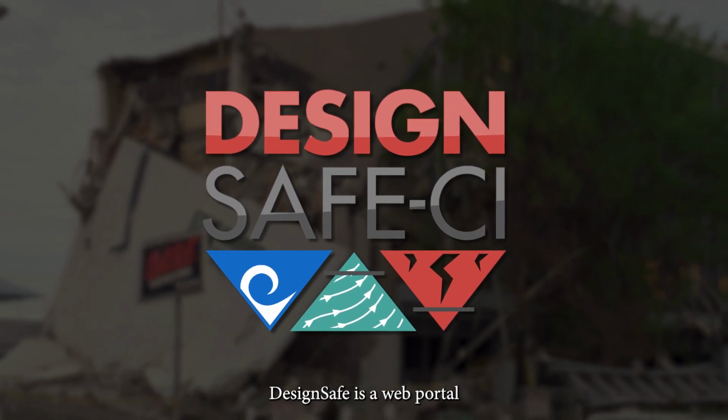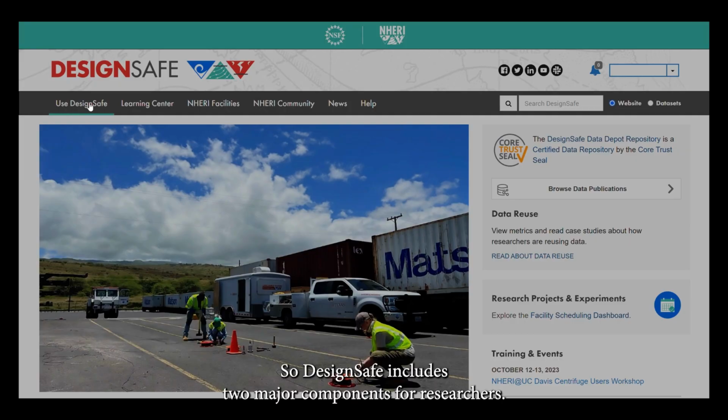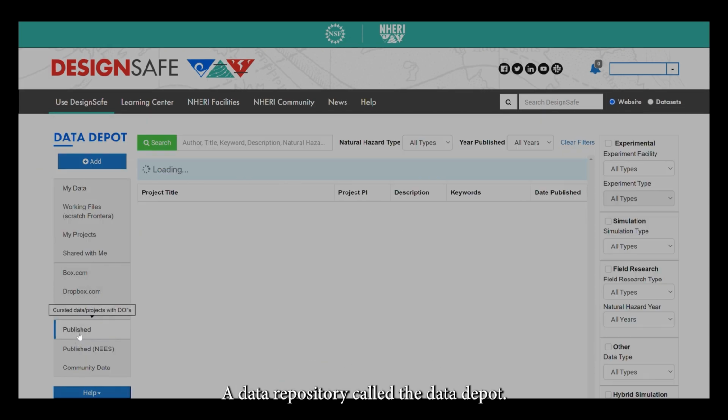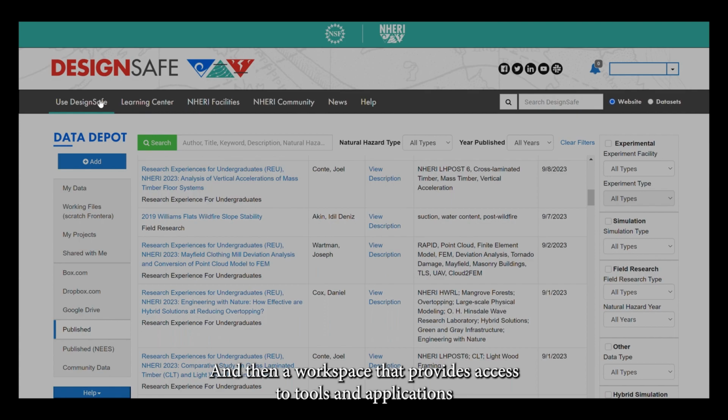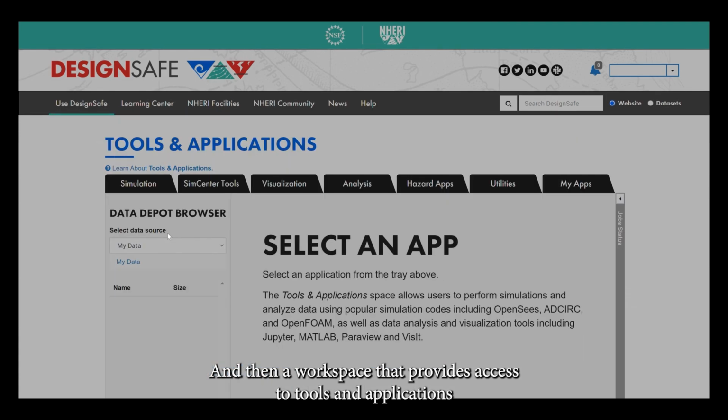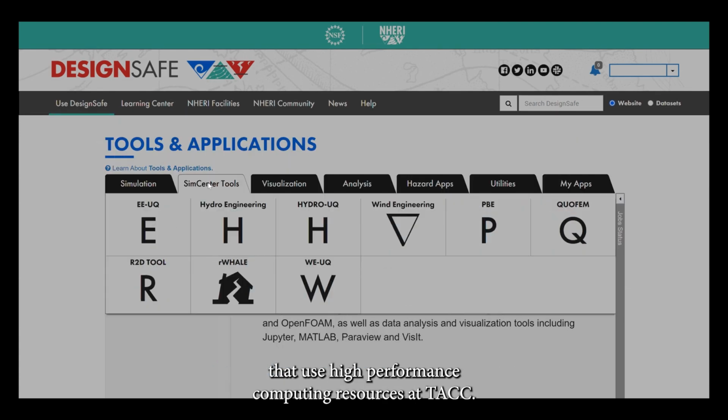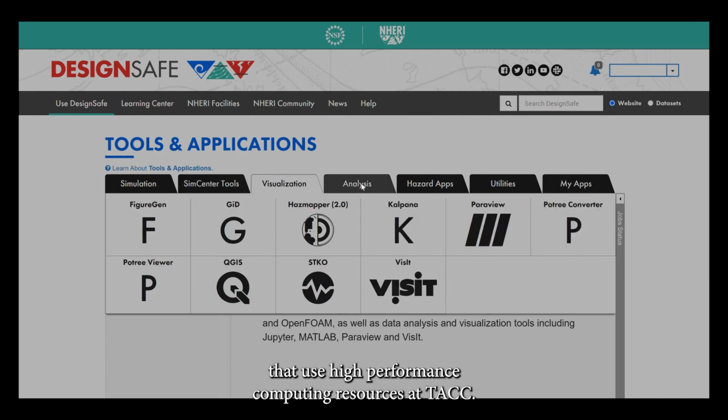DesignSafe is a web portal that supports research for understanding the impacts of natural hazards. So DesignSafe includes two major components for researchers: a data repository called the Data Depot, and then a workspace that provides access to tools and applications that use high-performance computing resources at TACC.